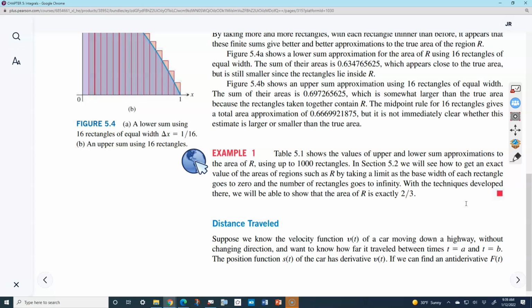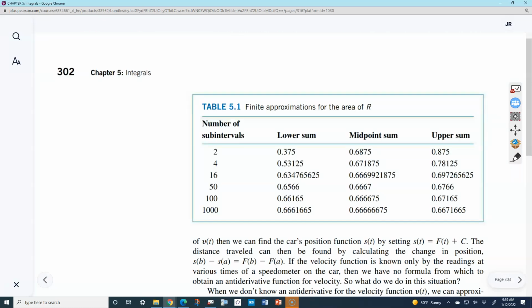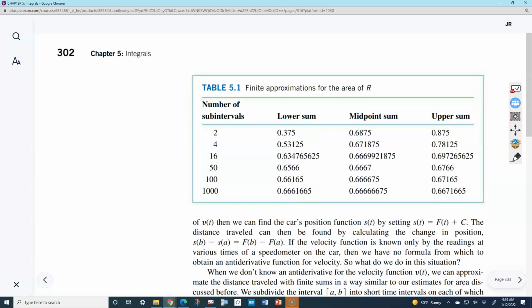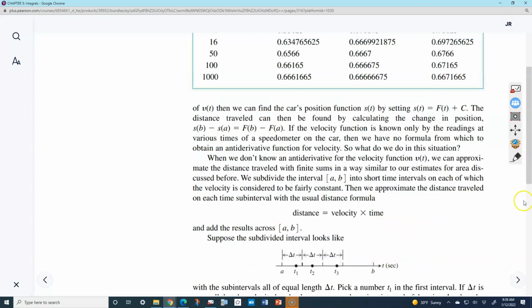If we can find an antiderivative, which they're going to call capital F of t, which is the antiderivative of the velocity v of t, then we can find the car's position function, s of t, by setting the position s of t equal to big F of t plus c. And y'all remember whenever we do an antiderivative, we got to put that plus c on the end of it. Because, let's just remember that real quick.